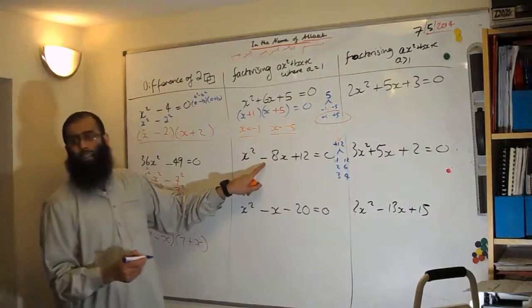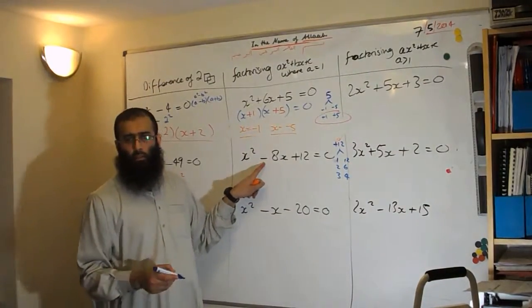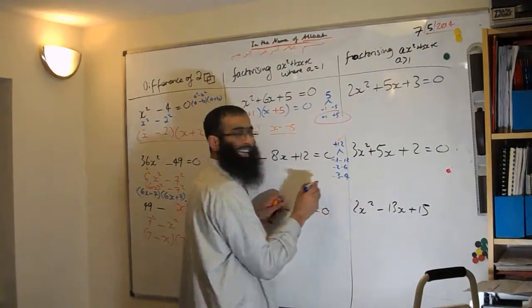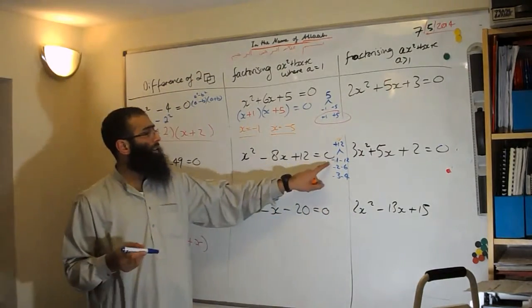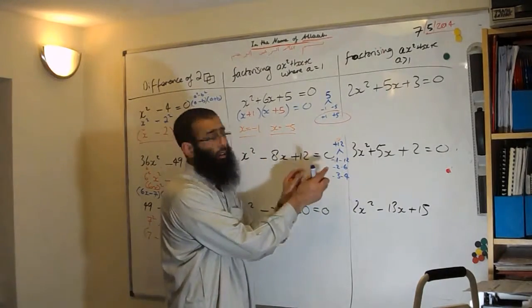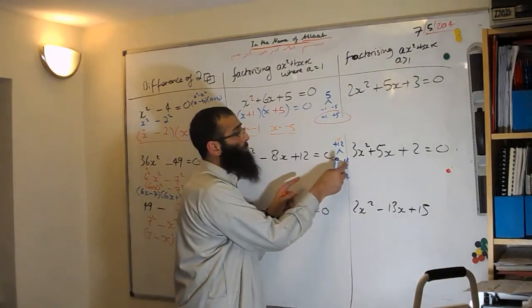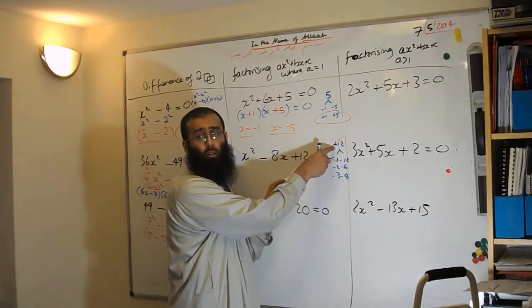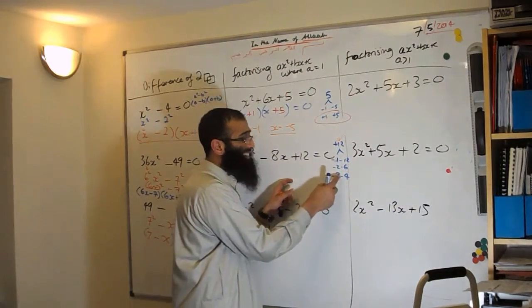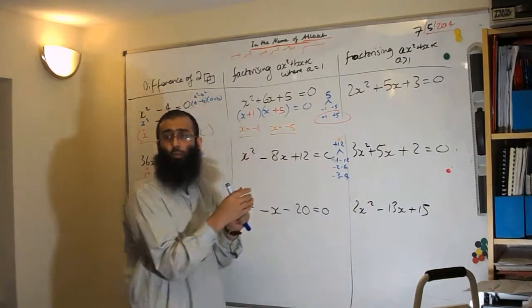Now, we've got to get a minus answer, so we should really consider all of the negative factors. Minus 1 times minus 12 is plus 12. Minus 2 times minus 6 is plus 12. Minus 3 times minus 4 is plus 12.